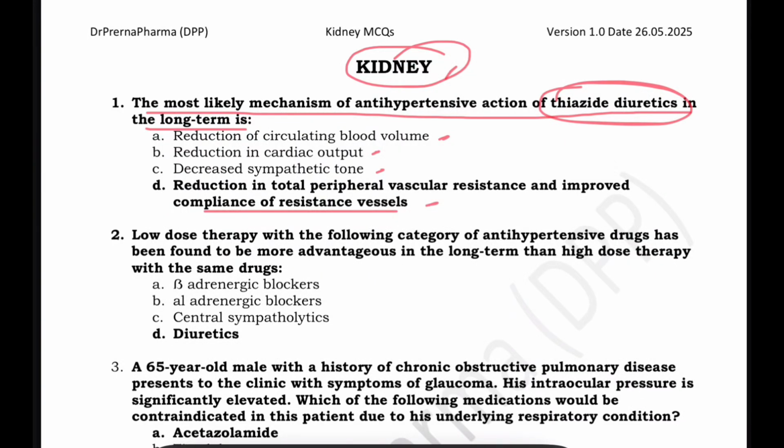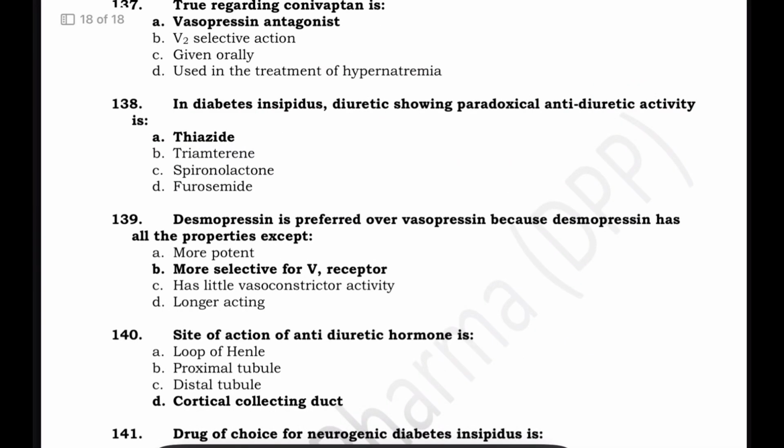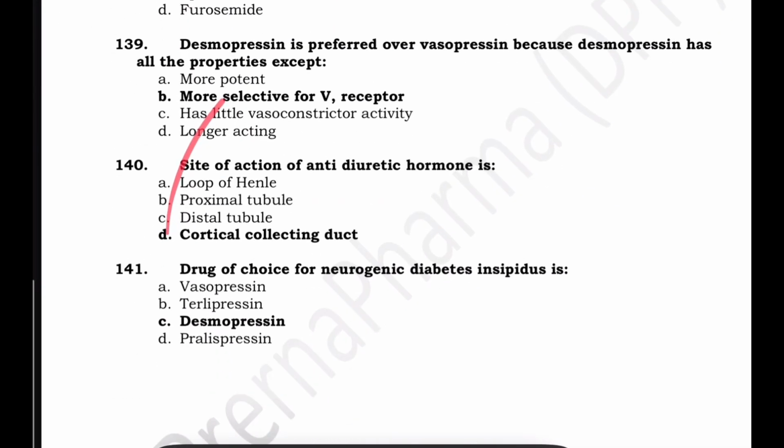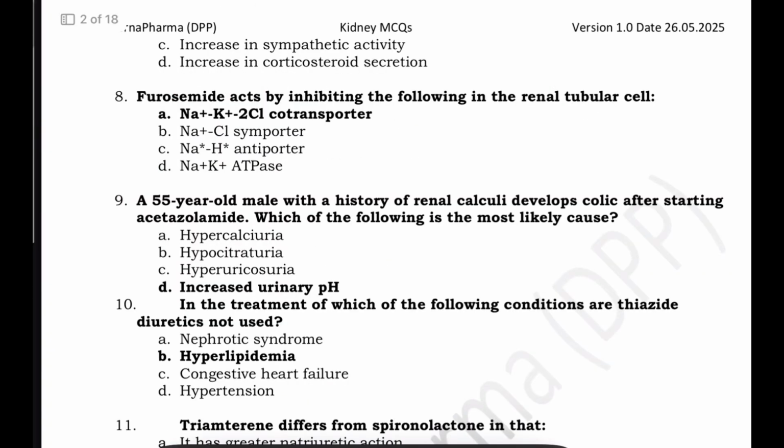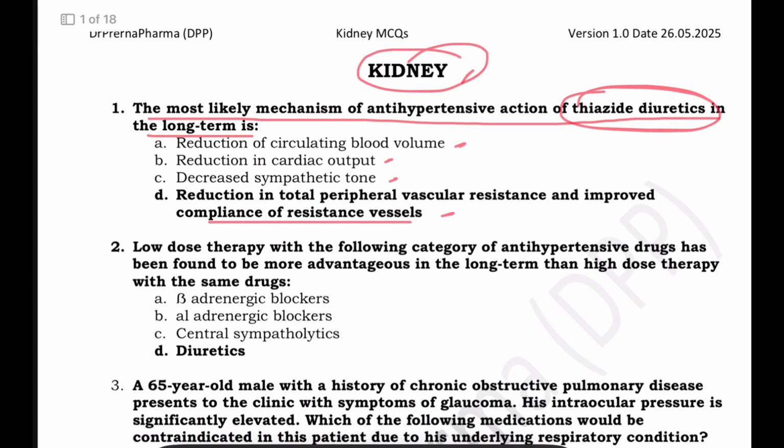So now starting with the MCQs based on kidney. In this we have two parts, diuretics and antidiuretics. We'll take 10 questions from each, and otherwise this is a long PDF. This PDF has 141 questions based on diuretics and antidiuretics, so you can attempt all of them. I'll be attaching both the PDF.